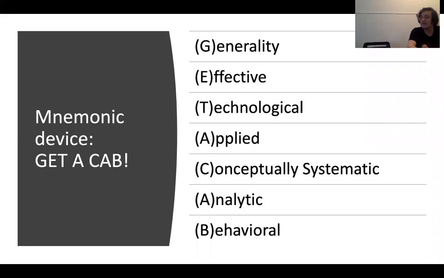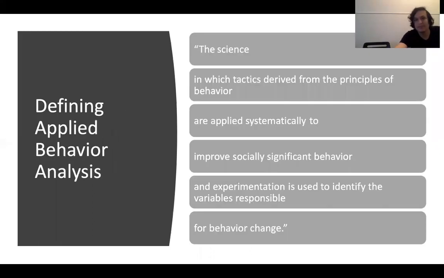So we've talked about all 7 dimensions and a good way to remember them, right? This is a mnemonic device that I learned when I was taking, I think it was behavior 3770, which was survey of applied behavior analytic literature. So remember, get a cab, right? And if you remember this, you'll remember the first letter that each dimension starts with. So then you'll have generality, effective, technological, applied, conceptually systematic, analytic, and behavioral.